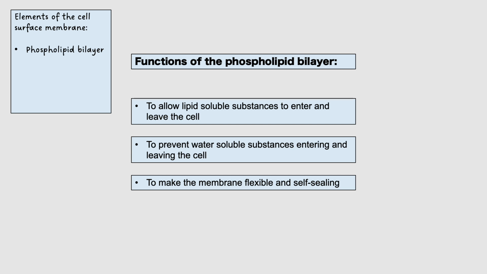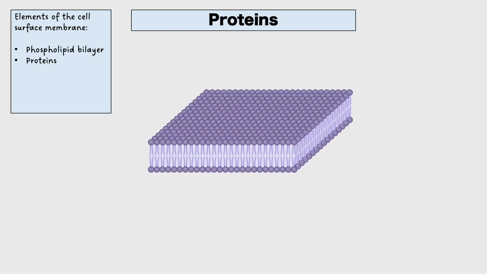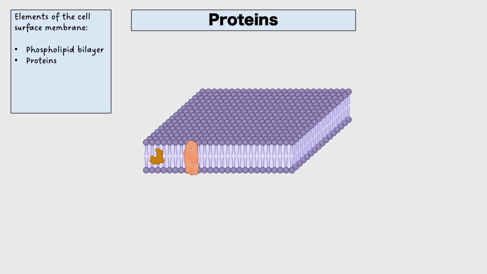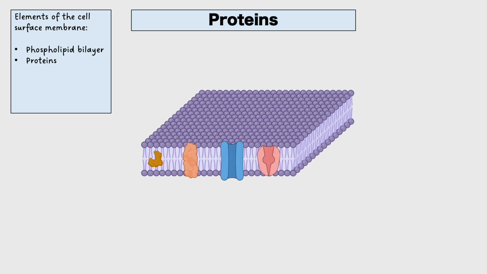Interspersed through the cell surface membrane are proteins. Some proteins are in the surface of the bilayer but don't extend completely across it. Other proteins completely span the phospholipid layer from one side to the other. Some are channel proteins and some are carrier proteins.